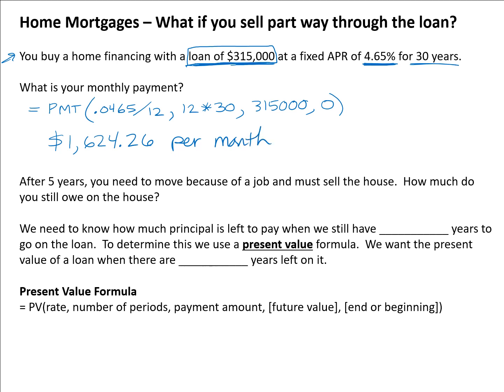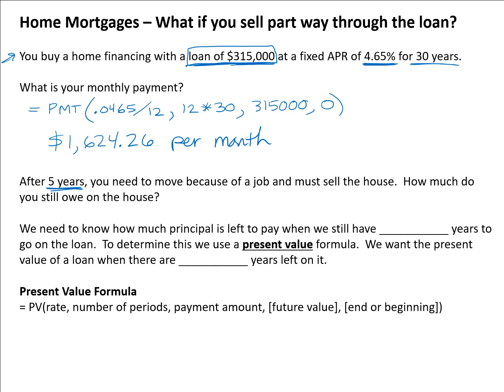All right, now we're going along, we're paying that off just fine for 5 years, but at the end of 5 years, you get a new job somewhere else and need to sell the house. How much do you still owe on the house? Because when you sell the house, you're going to have to pay off the bank first, whatever is left of the loan, before you then keep anything left over for yourself.